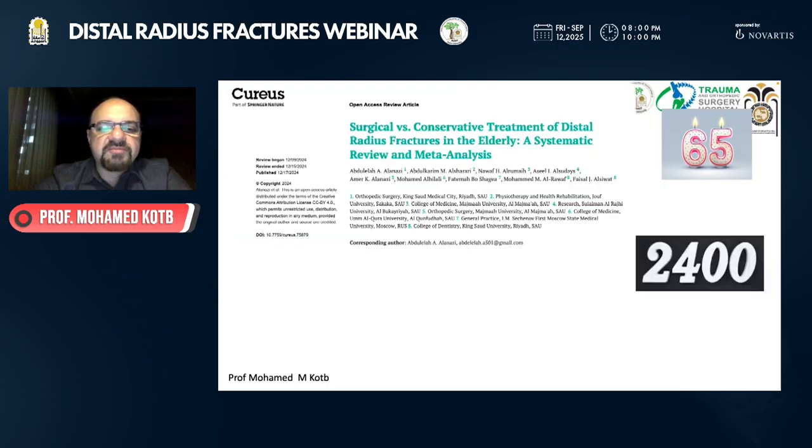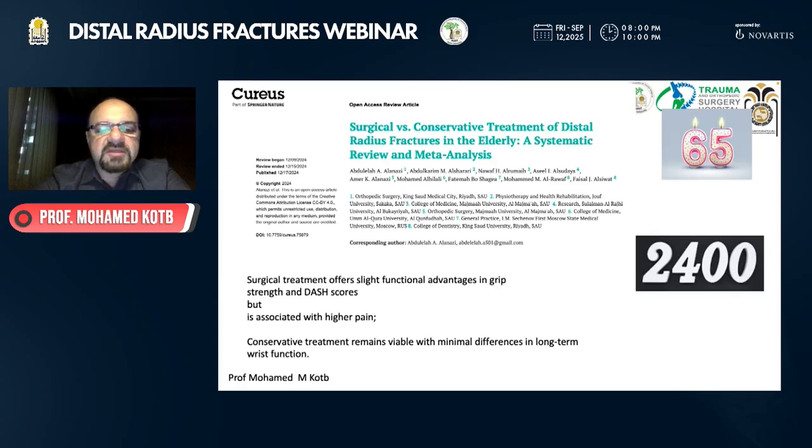Another meta-analysis and review of literature published in 2024 regarding surgical versus conservative treatment in the elderly, also 65 years old and more, included 2,400 patients. And in conclusion, they stated that surgical treatment offers slight functional advantages in grip strength and DASH score, but is associated with higher pain due to the complications of plate and screw, as stated by Dr. Omar and will be illustrated by Professor Tariq later on.